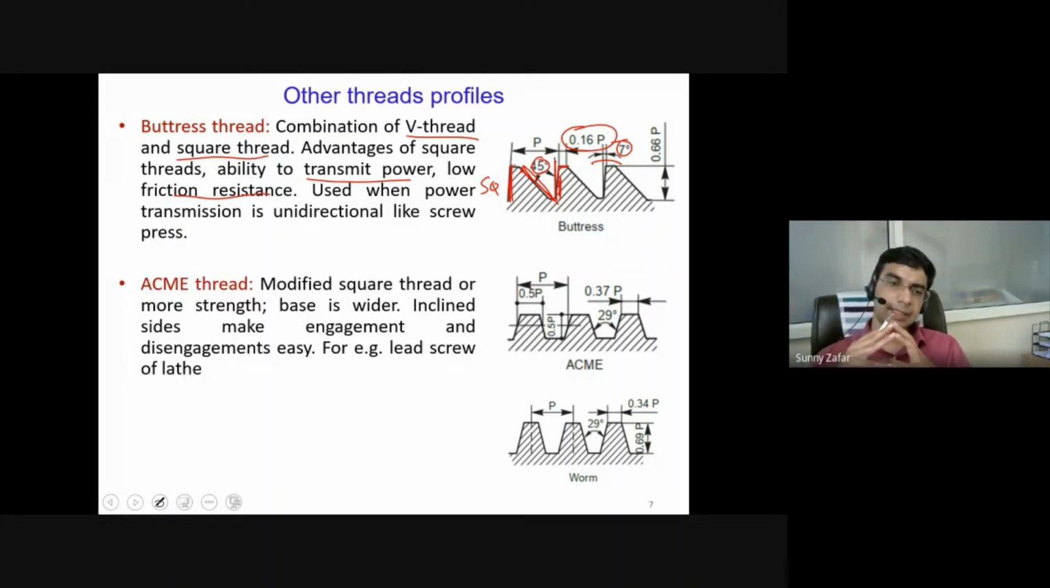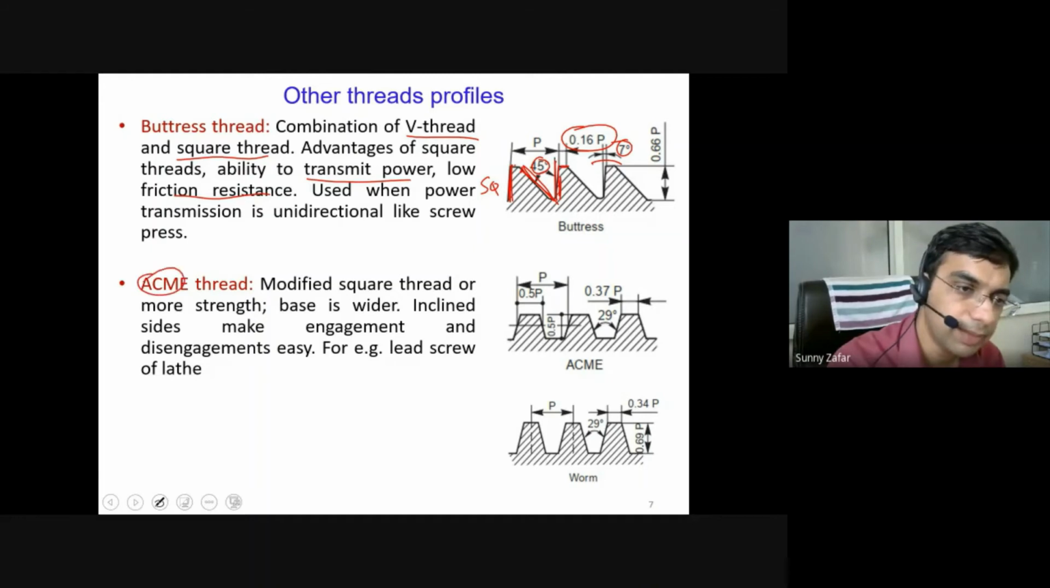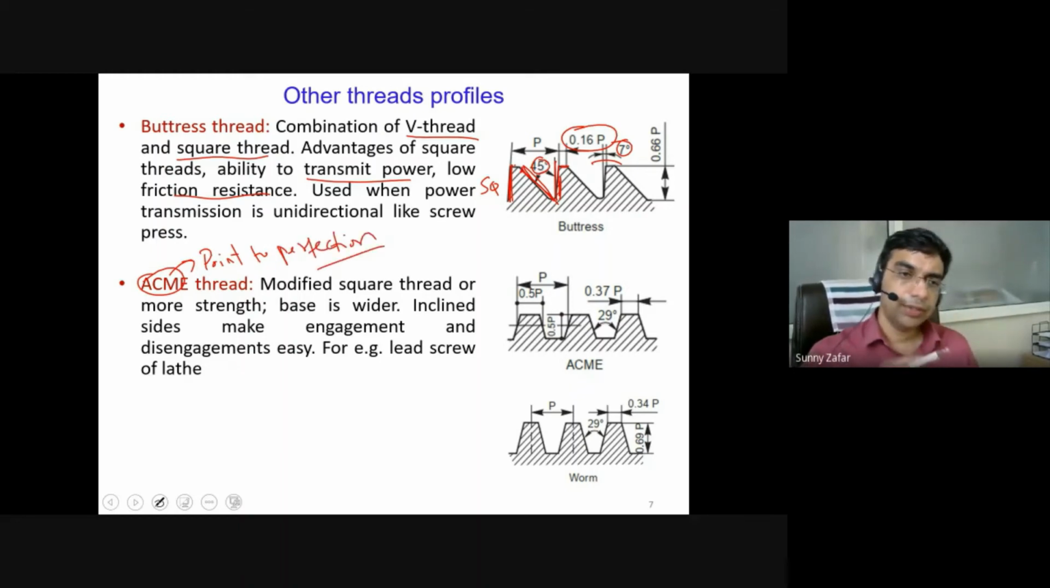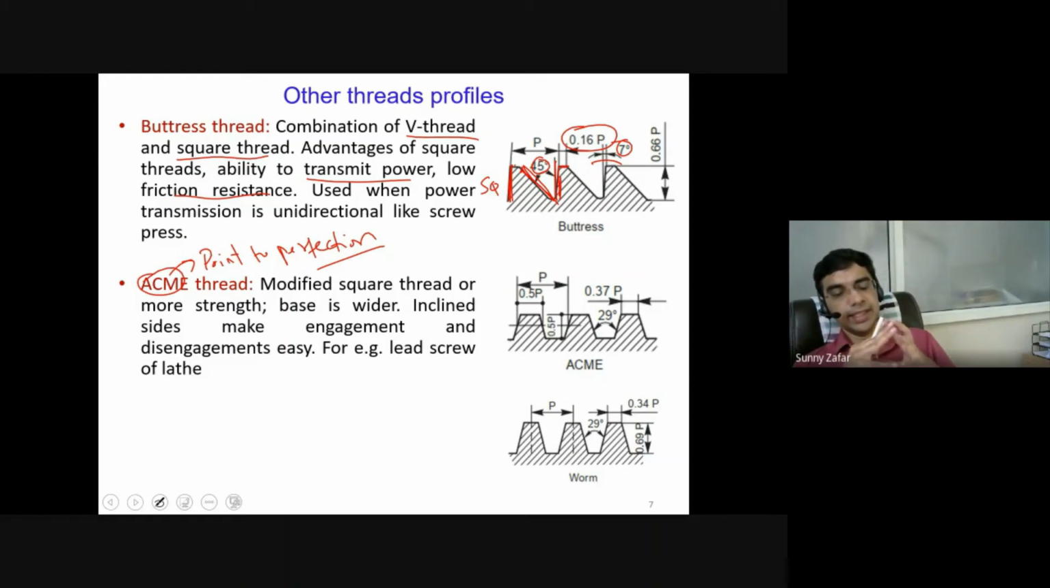Then Acme thread is the next category. So the word Acme means here point to perfection. If you see the literal meaning in the books, this is known as point to perfection. So this is basically what was done in the Acme thread. Basically, the square thread that we studied earlier was modified in this case.